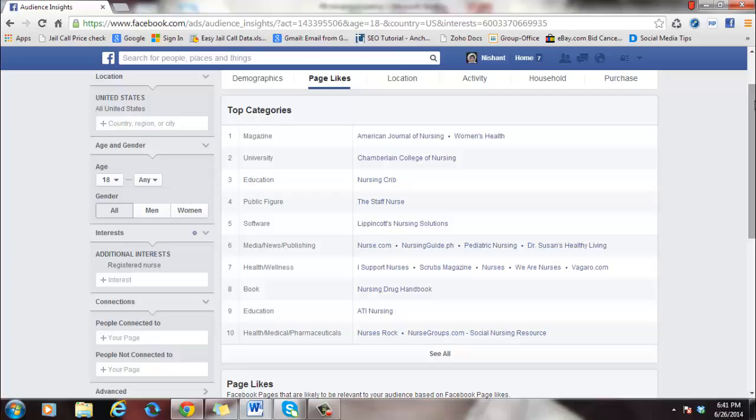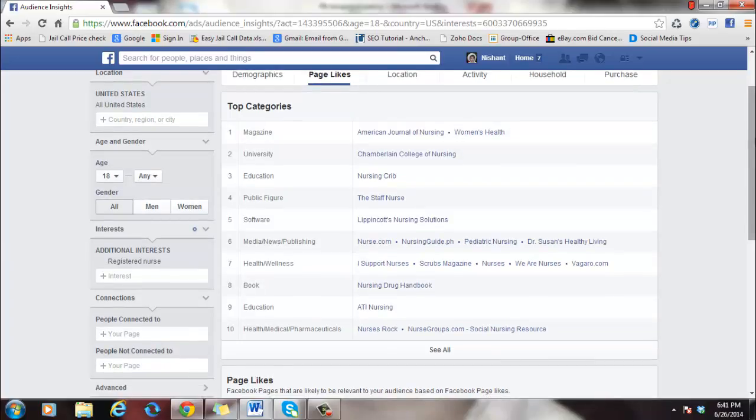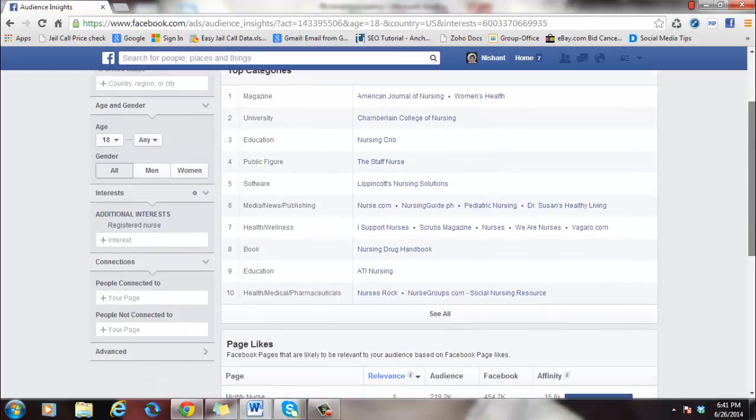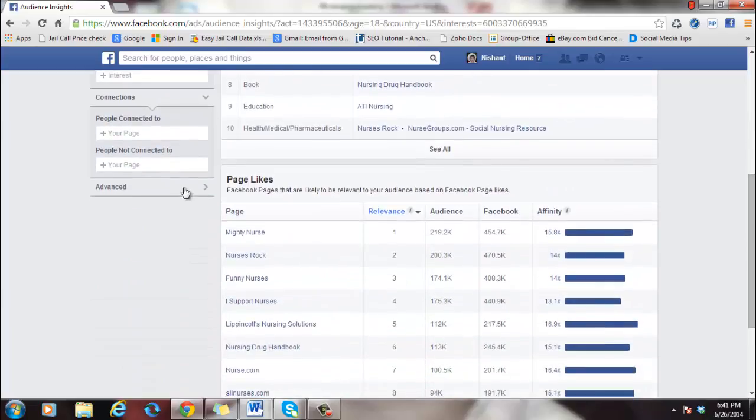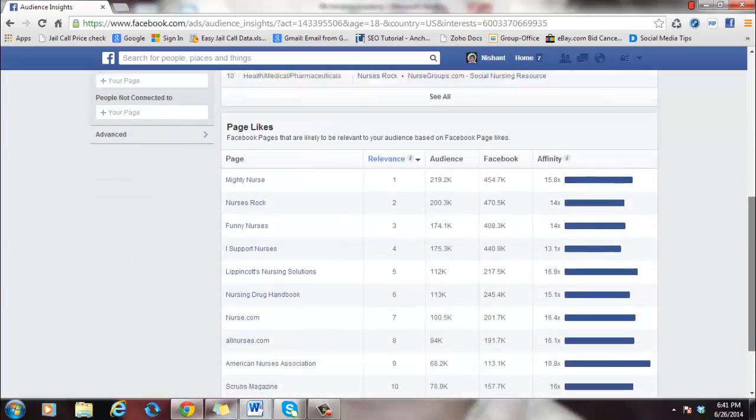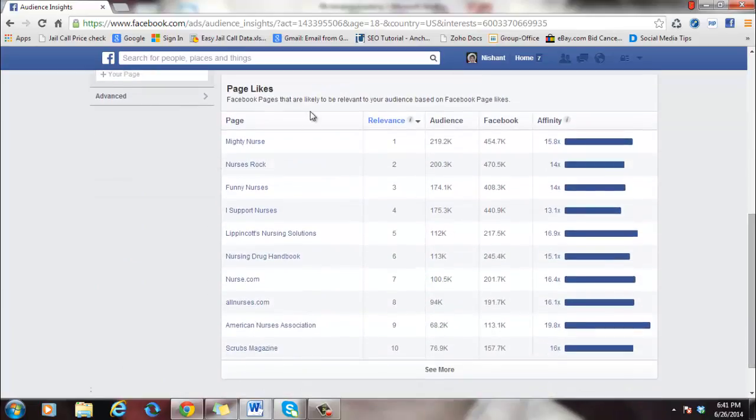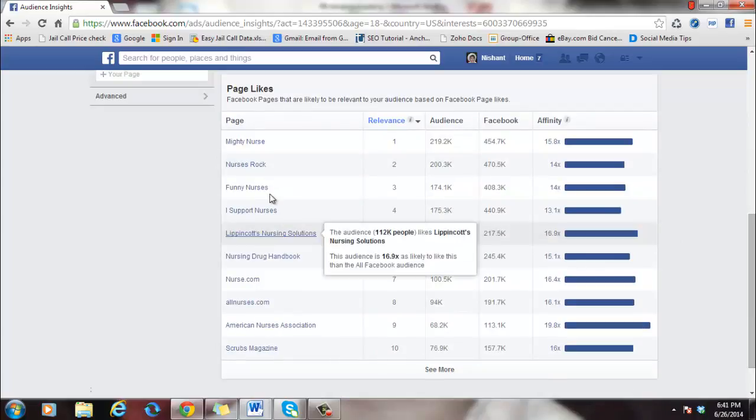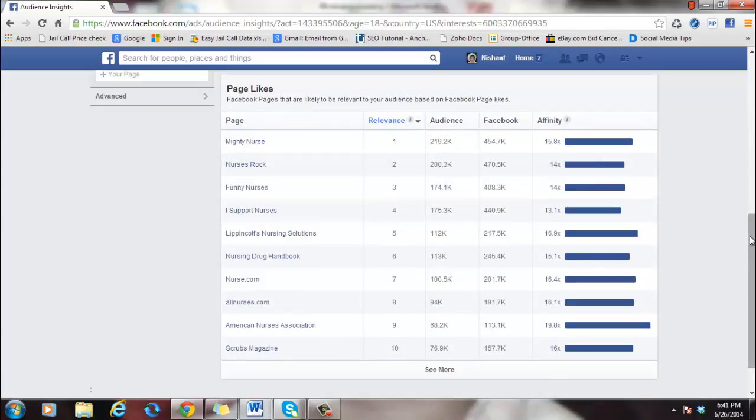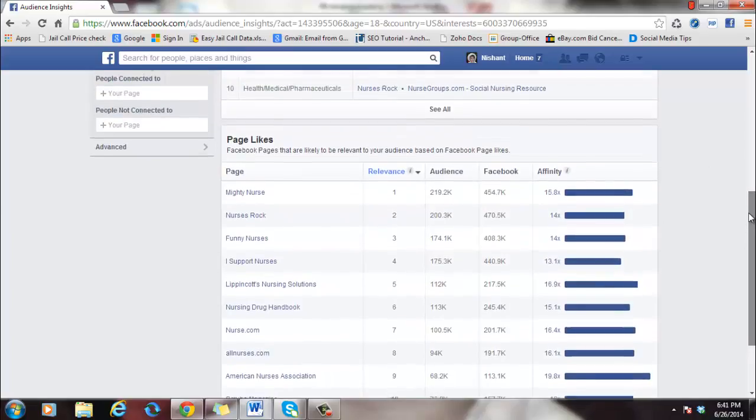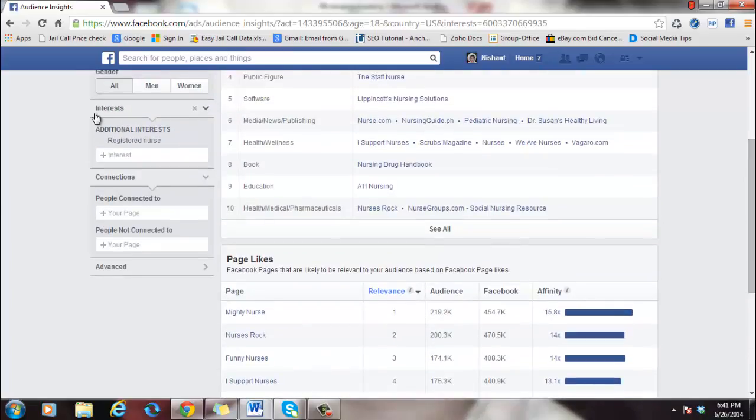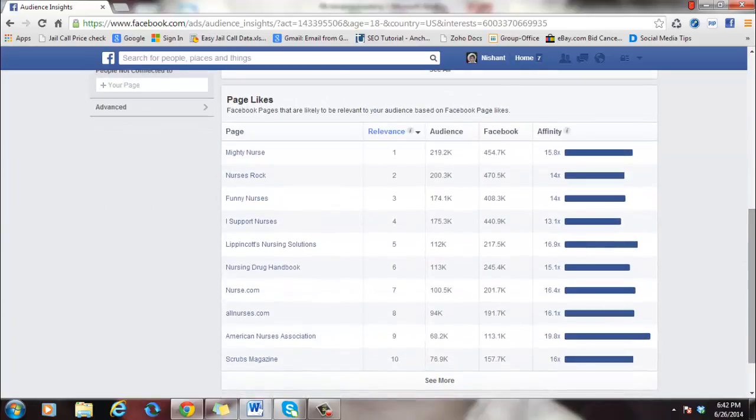And the next part of this page-like based audience information is this right here, the page likes and the affinity score. So you have all these other pages and other targets on Facebook that are very closely related to the registered nurse niche. And Facebook gives you an affinity score also. It gives you relevance and it gives you affinity score.